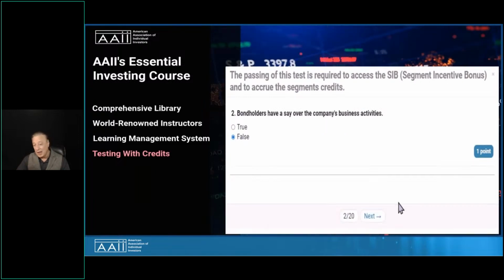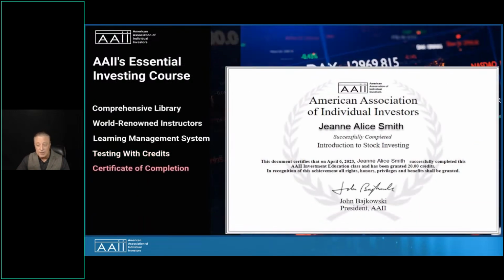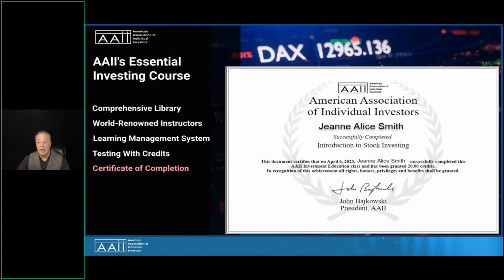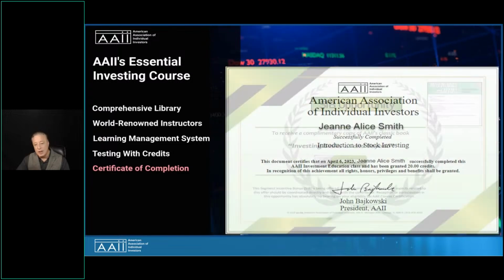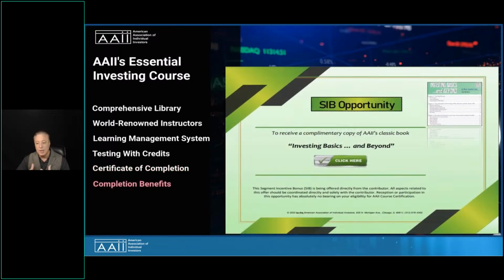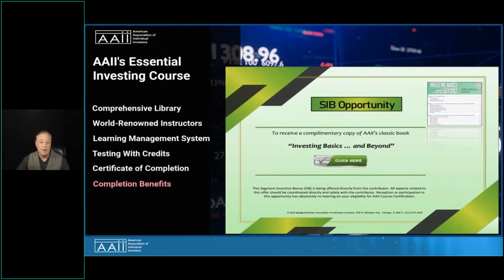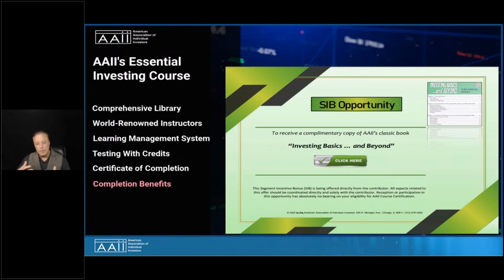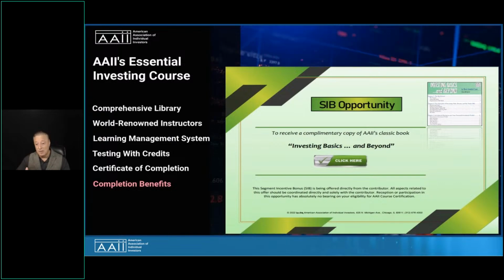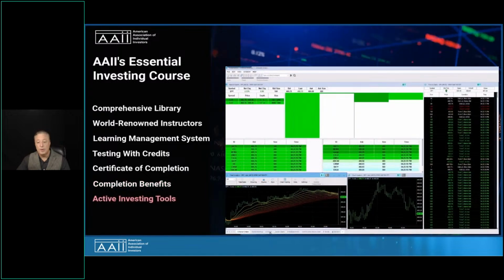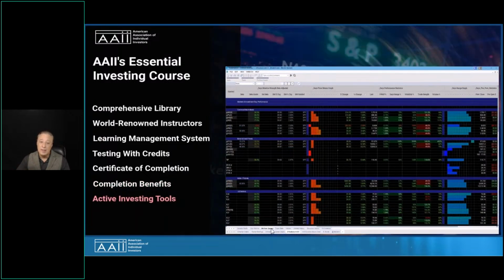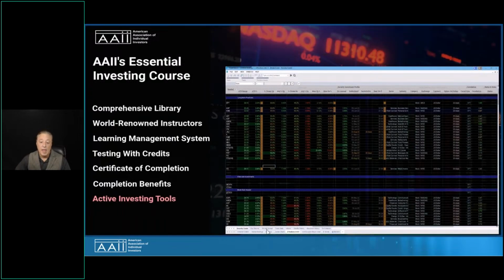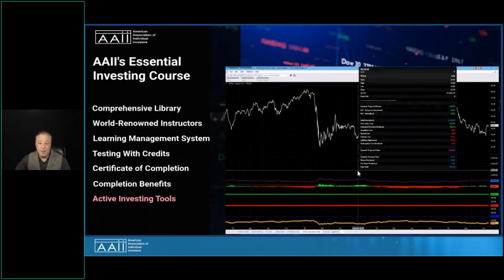The course is housed in a professional learning management system, the gold standard for online learning, a big expense to us. The course contains dozens of instruction and navigational documents and videos if you have any questions. The course includes an exam, and if passed, EI course certified participants will receive a certificate of completion and an extensive list of AAII EI course certification benefits.